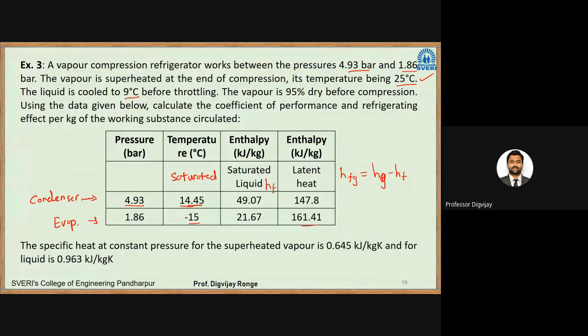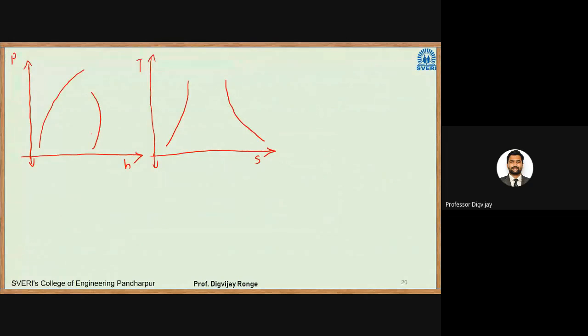Okay. Next, it is given that the vapor is 95% dry before compression. So I will start drawing my diagram from this data. I will assume somewhere here. 95% dry means it is wet. So it has some liquid and it has 95% vapor. So let this be our point 1. After this comes isentropic compression, and they have given that the vapor is superheated. That means this point 2 will lie on the right side of the saturated vapor curve.